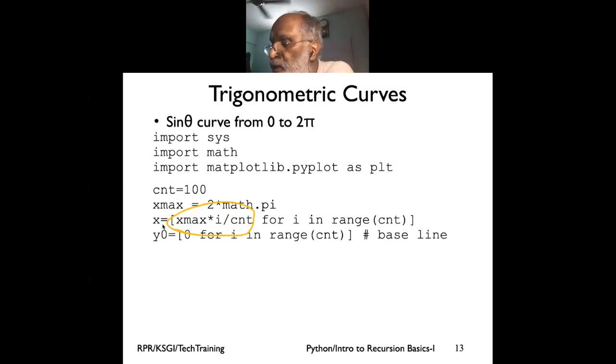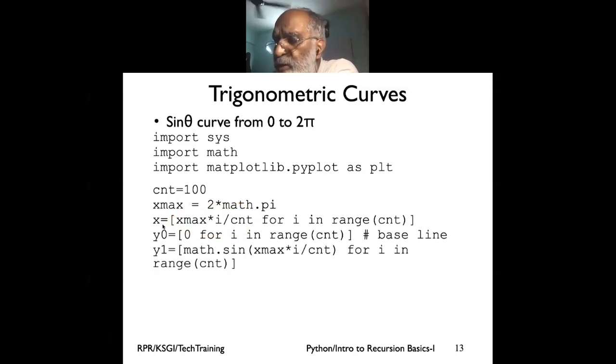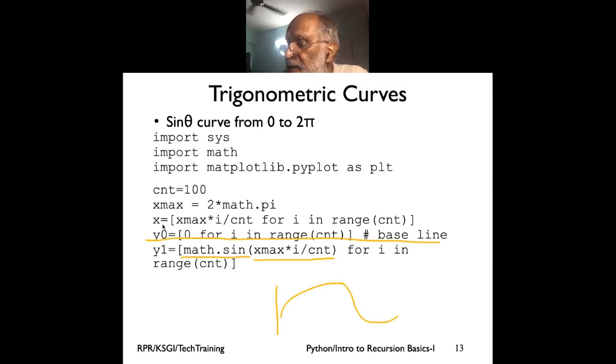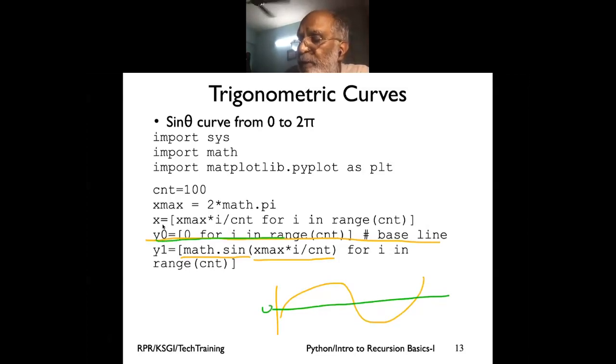My y value will be nothing but sine of this. So y is equal to math.sin of the radian value for i in range, same thing. First I'm drawing the baseline. I'm doing this line so that I can draw my baseline. Otherwise, my graph would simply appear like this and I would not know where my baseline is. So I'm saying draw the baseline at 0. So y0 is for the baseline and y1 is for my sine curve.